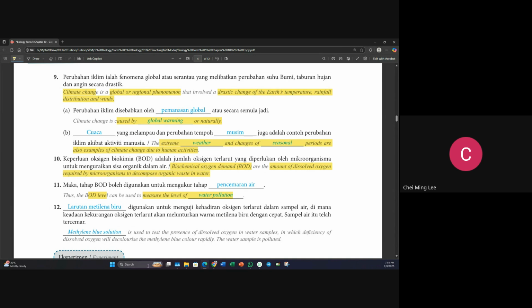And in order to test that, we use methylene blue solution. This is to test the presence of dissolved oxygen in a water sample, where a deficiency, a lack of dissolved oxygen, will decolorize the methylene blue color rapidly. Because lack of oxygen means many microorganisms, which means many things to be decayed. So the water is considered polluted. Okay, you understand?